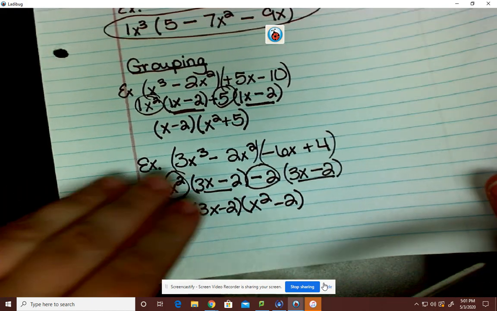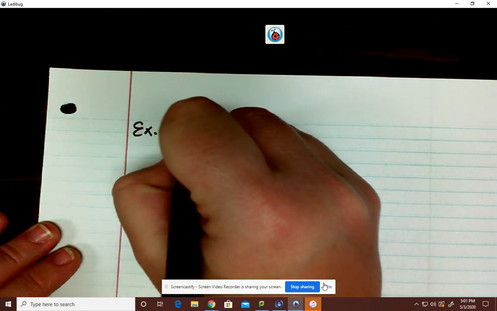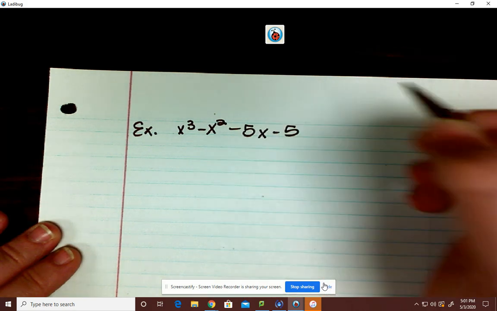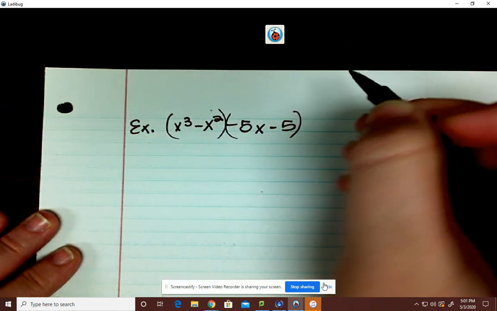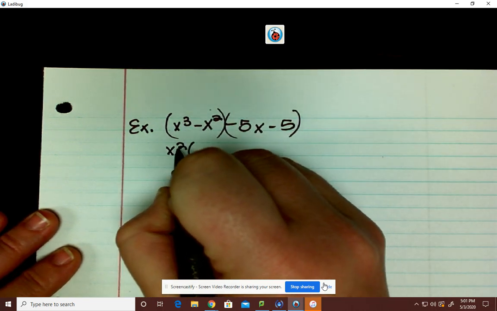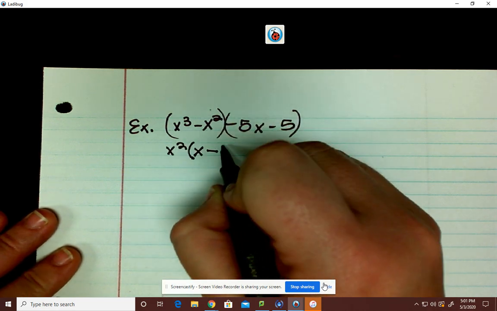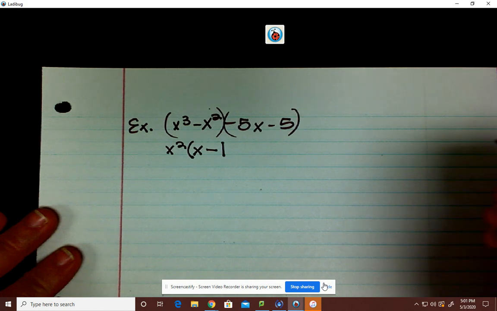Let's look at one more example with grouping. So we group first 2 and last 2. GCF here is x squared. We had 3 x's. We took 2 out, so there's 1 left. Minus, we had 2. We took it out. What's left is a 1 because we're really doing x squared divided by itself, which is 1.